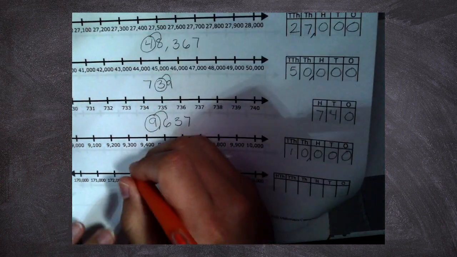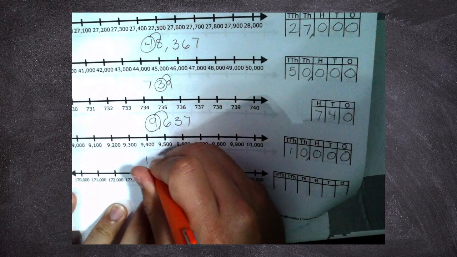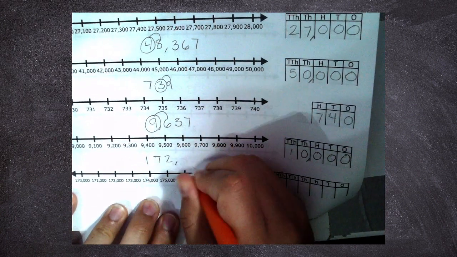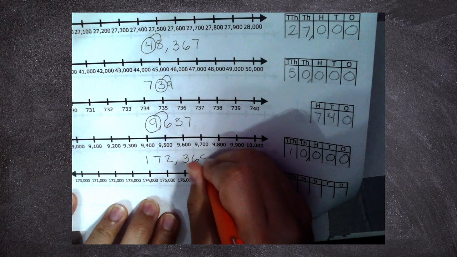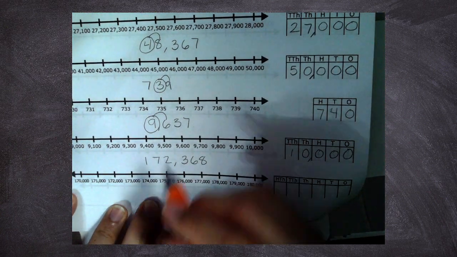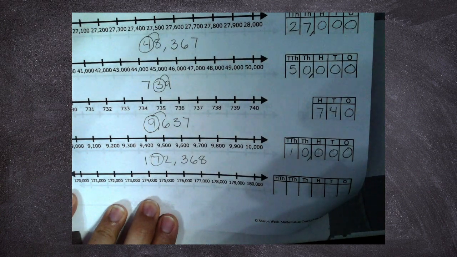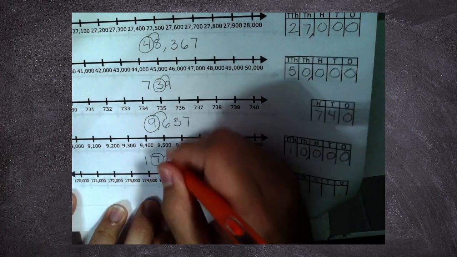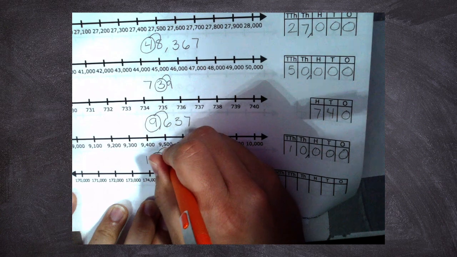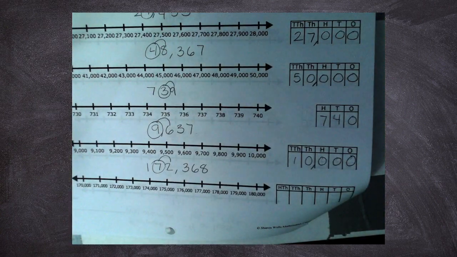And problem 6, round 172,368 to the nearest 10,000. So I'm rounding to my 10,000s place. I'm going to check the neighbor. Neighbor's a 2.